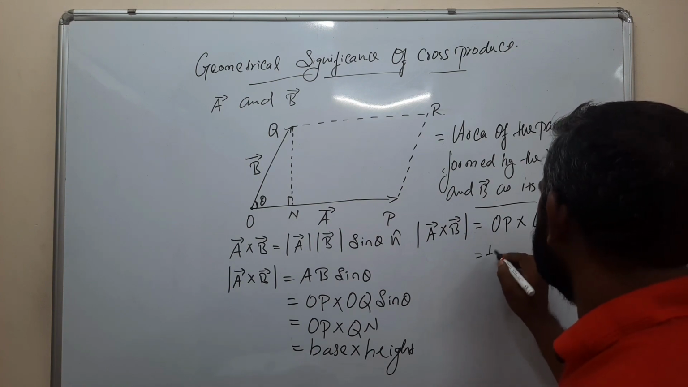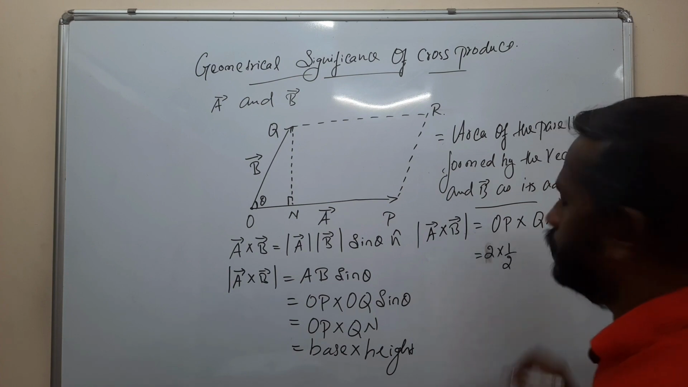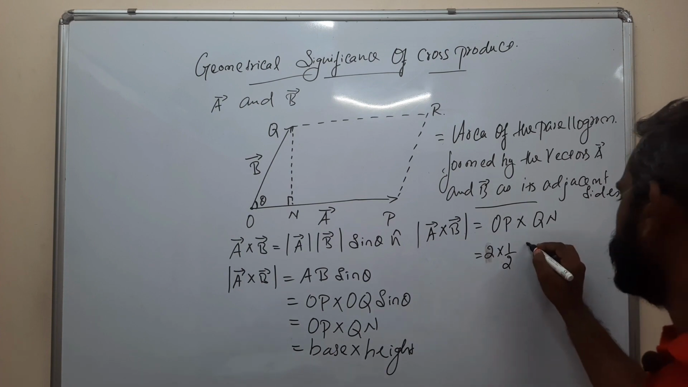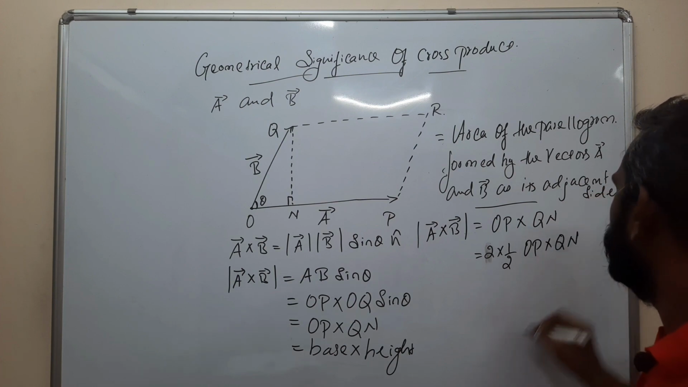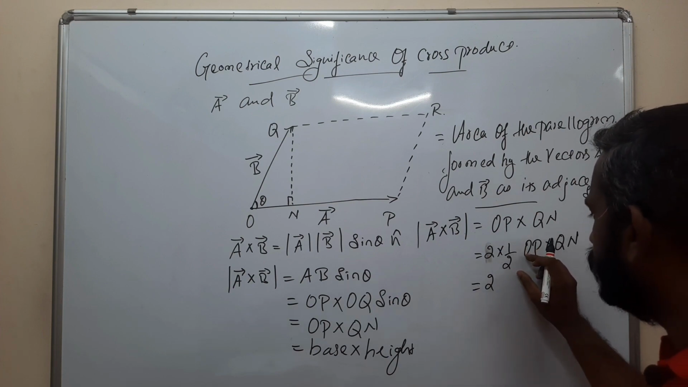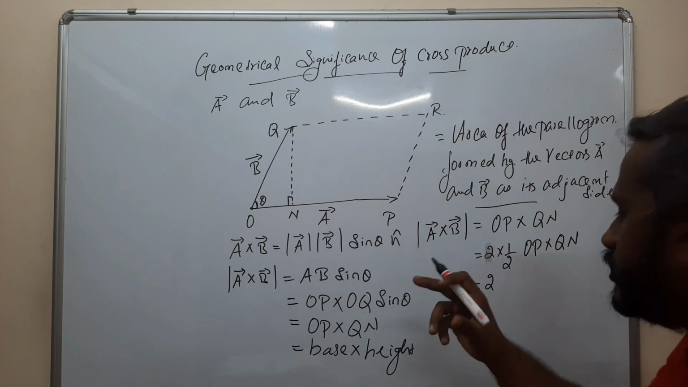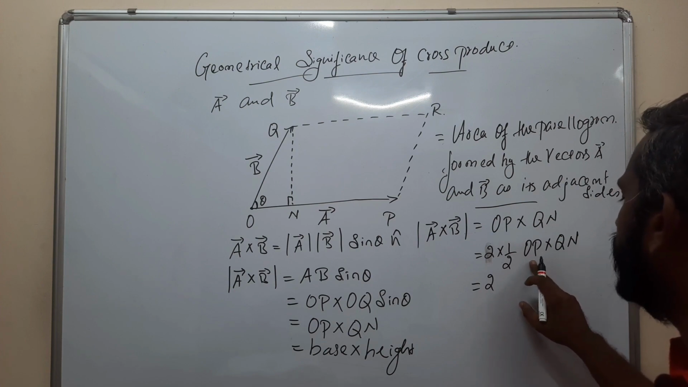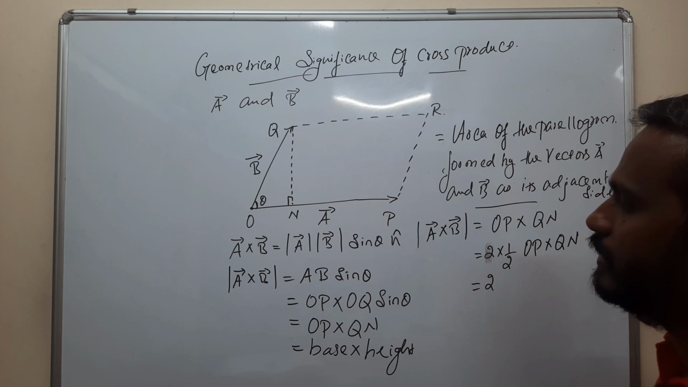So I am writing 2 into 1 by 2, that is OP into Qn. So that's equal to 2 into half into OP, that is base into height. What is half into base into height? That is the area of the triangle of base OP and height Qn.